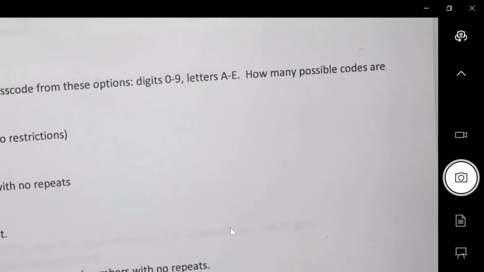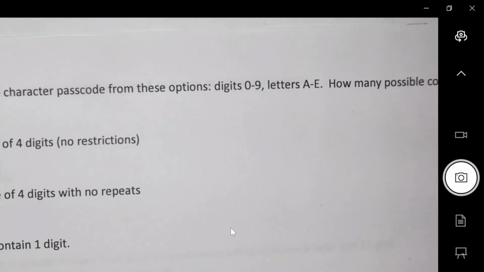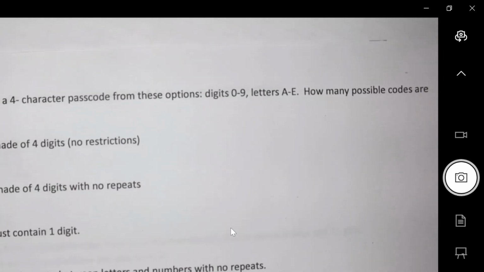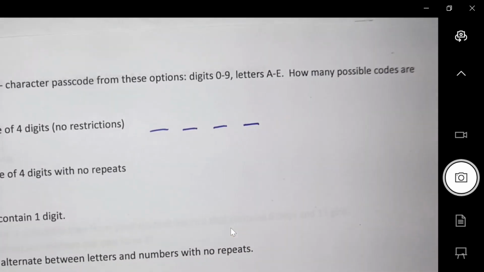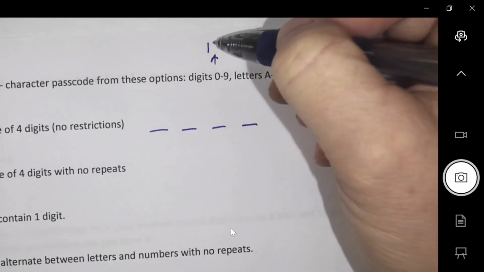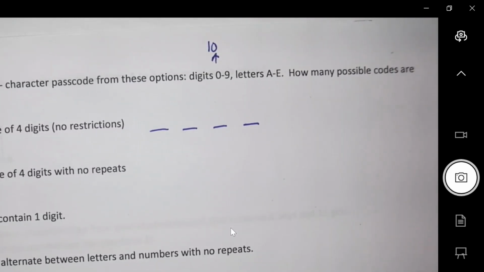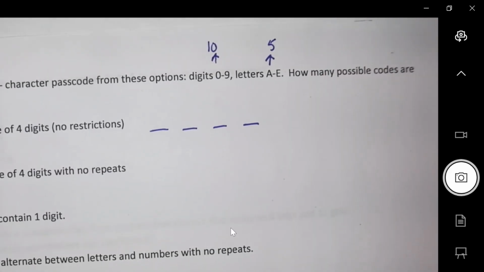Okay, making codes. I actually have quite a bit of these styled questions on your test. Okay, for password code here. So 1, 2, 3, 4. I'm just going to do that. Okay, I have the digits 0 to 9. So that is going to be 10 options. And the letters, how many letters is that? A, B, C, D, E. So there's 5 letters I have.